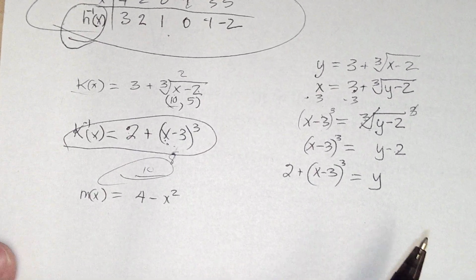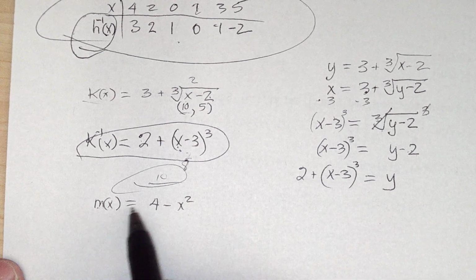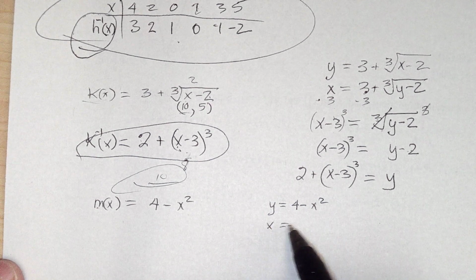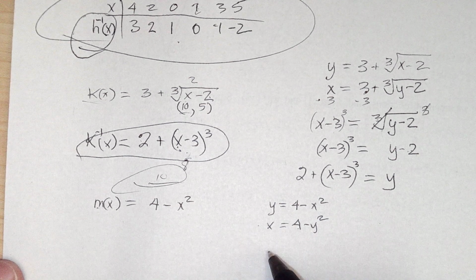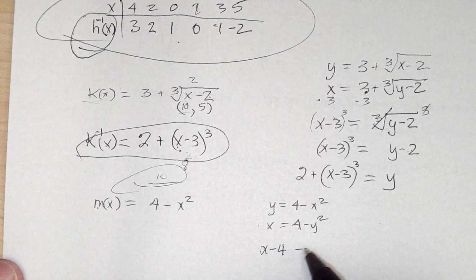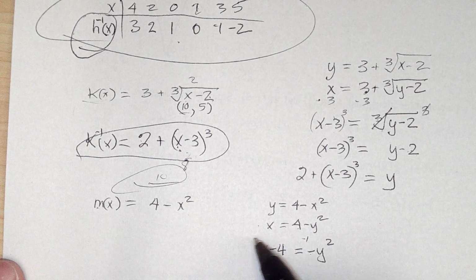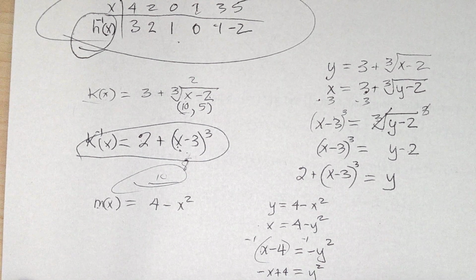Okay. Now this one's a little bit trickier. So let's go through the steps. Let the function name be y. Swap y's and x's. Solve for y. So I'll subtract 4 from both sides. So I got x minus 4 equals negative y squared. To get rid of the negative, I have to do that first. I multiply by -1 or divide by -1 on both sides. And I get negative x plus 4 equals y squared. Take the square root, and I get y, but I run into a problem, because when you take the square root, it's plus or minus.